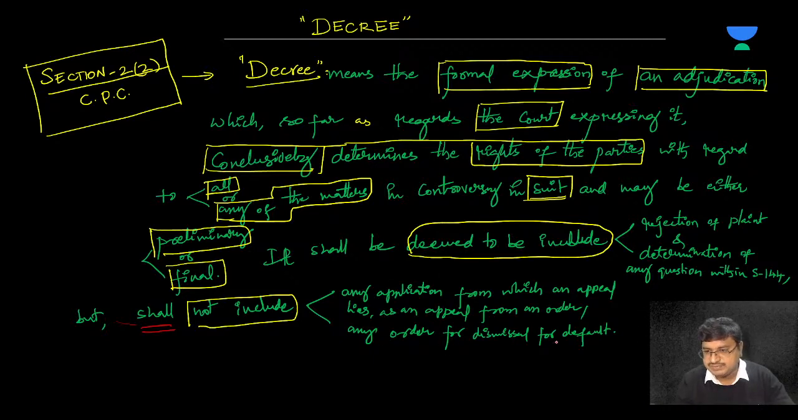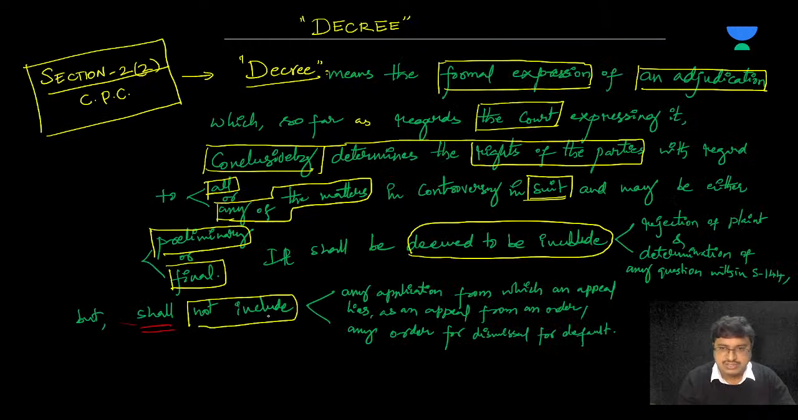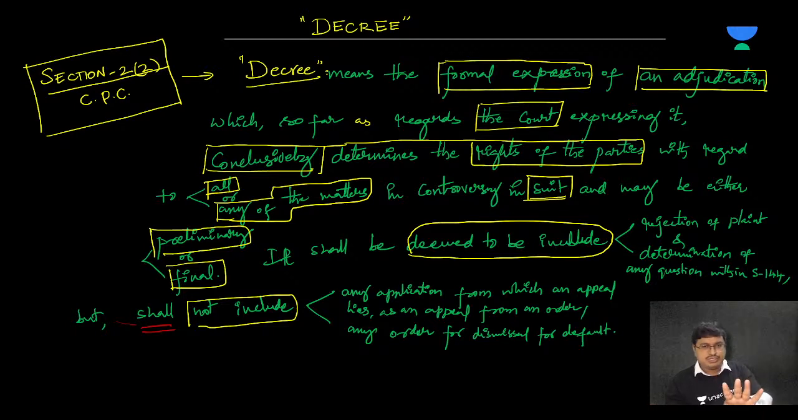Therefore, it comes under the purview of the exclusive definition. And any order for dismissal for default is also not included in the definition of the decree. Therefore, it comes under the purview of exclusive definition. If we see the part 4 here, may be either preliminary or final. It means that there are two types of decrees: preliminary decree and final decree. Therefore, based on the definition given for the word decree, there are four important parts.